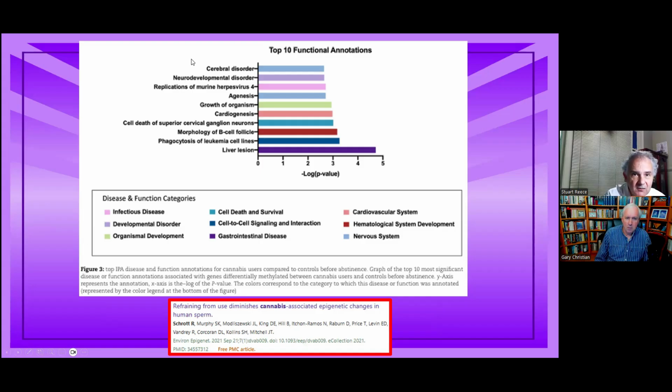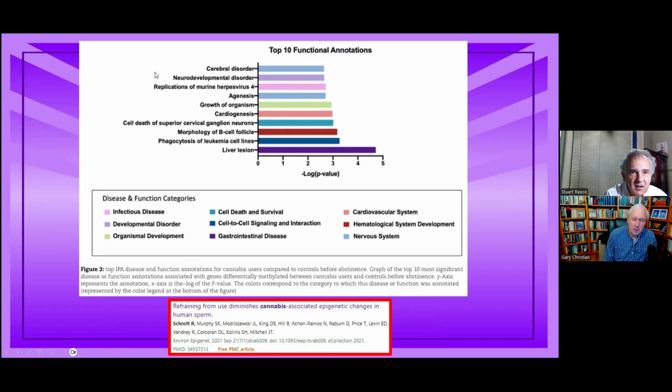So you've got brain disorder here, you've got liver lesions, leukemia. This is a leukemic cell here. This is a nerve cell. This is cardiogenesis. This is heart formation. And we saw in the heart video that lots of heart defects are linked with cannabis exposure. This is organismal growth. Agenesis, which is no growth. This is neurodevelopmental disorder and cerebral disorder.